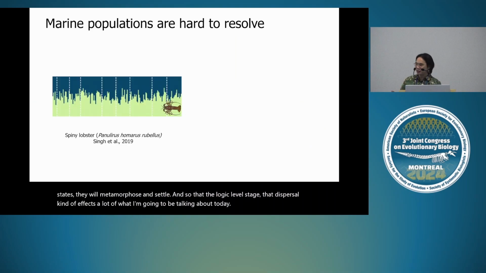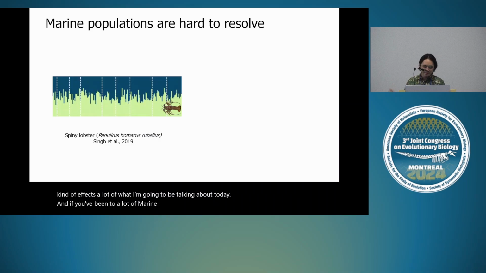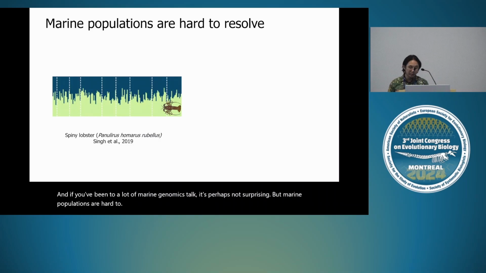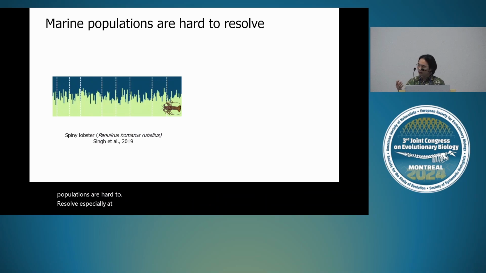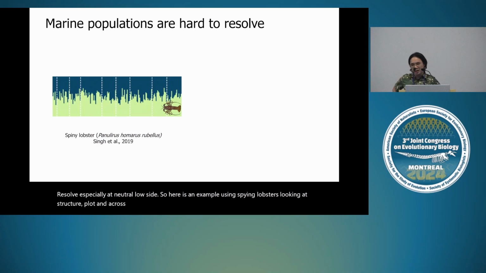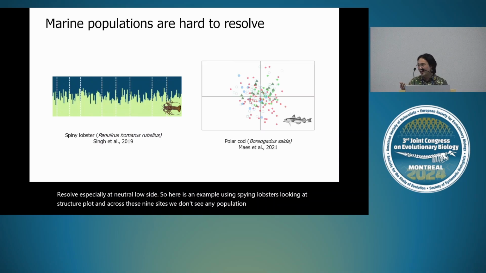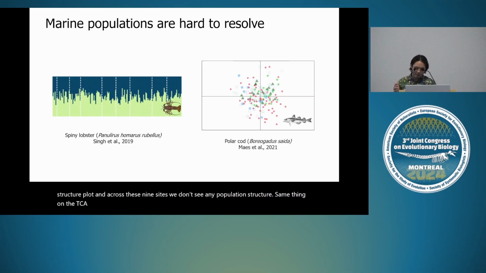If you've been to a lot of marine genomics talks, this is perhaps not surprising, but marine populations are hard to resolve, especially at neutral loci. Here is an example using spiny lobsters, looking at a structure plot, and across these 9 sites we don't see any population structure. Same thing on the PCA, where each color and shape represents a different site, and we also don't see any population structure in the polar cod.